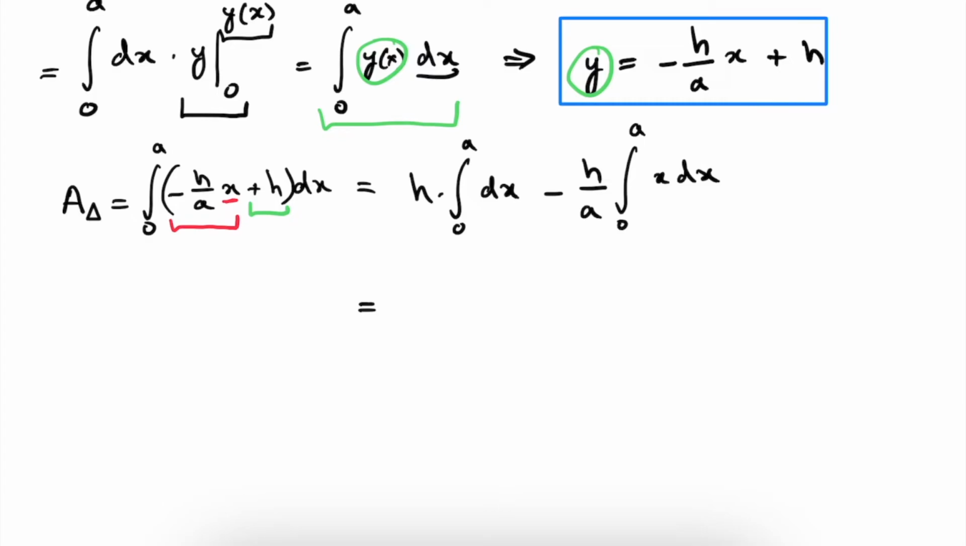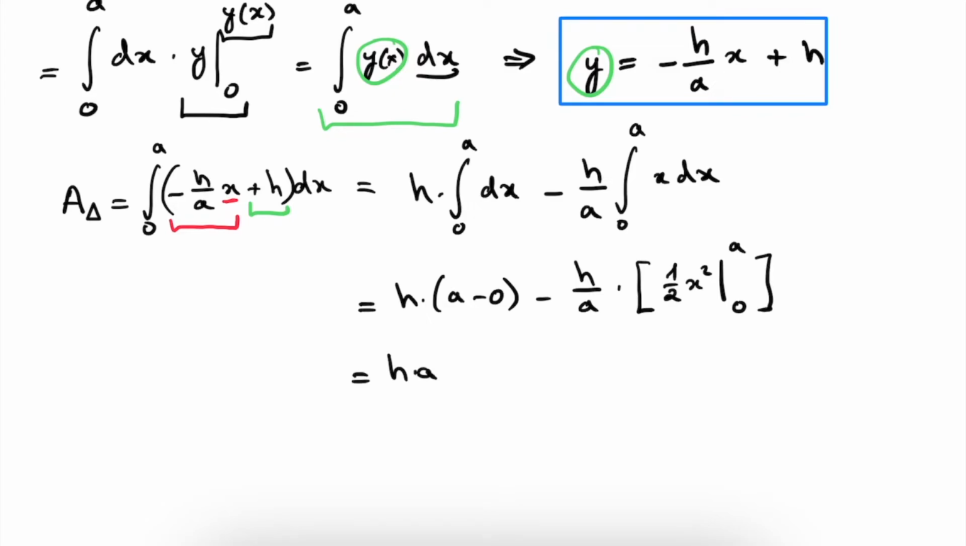So we have this integral being equal to h multiplied by a minus 0, simply the upper bound minus the lower boundary, minus h over a multiplied with the following, and the integral of x dx is 1/2 times x squared, and we fill this in the boundaries 0 and a. We can calculate this to be h times a minus h divided by a multiplied by 1/2 times a squared, because this 0 simply drops out.